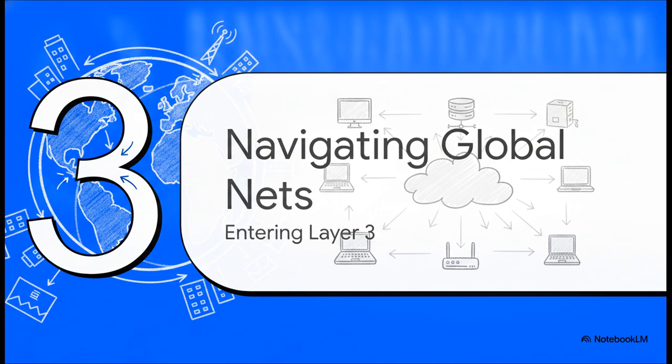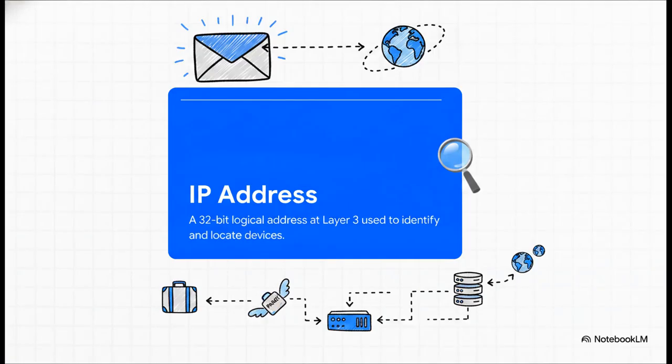Section 3. Navigating global networks, entering Layer 3. So, if Layer 2 MAC addresses are basically your device's permanent physical fingerprints, Layer 3 uses the IP address. This is a 32-bit logical address. Think of it as a digital postal code. It's exactly what allows your data to pack its bags, leave the local switch, and find its way to a server sitting halfway across the globe.